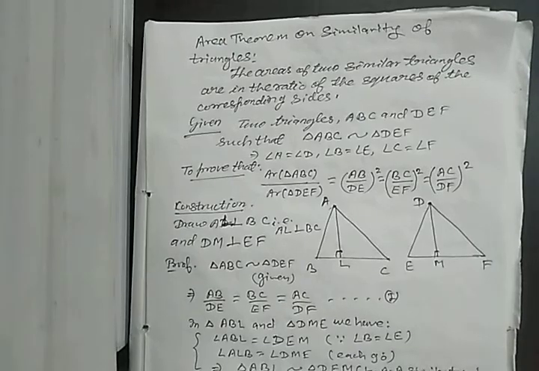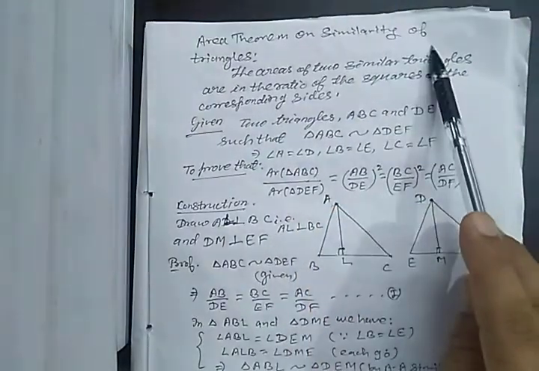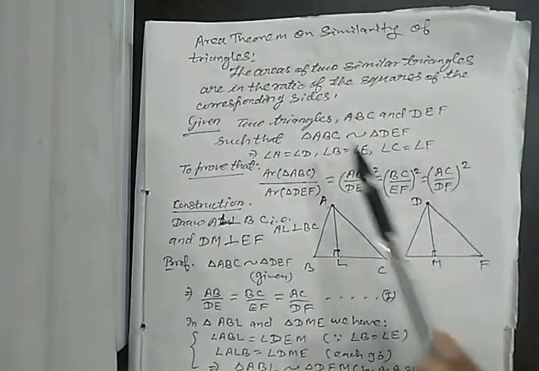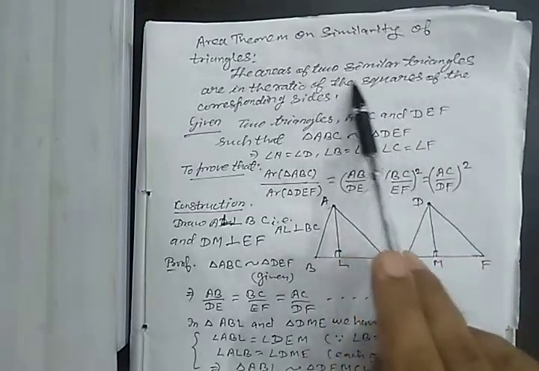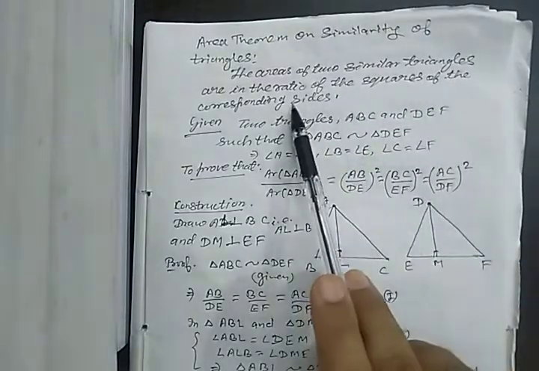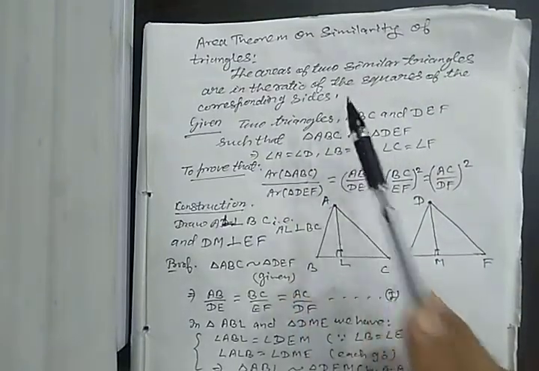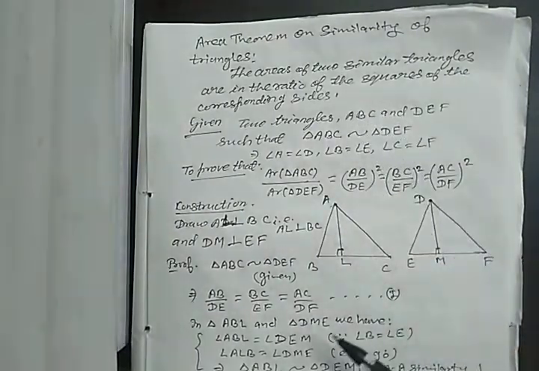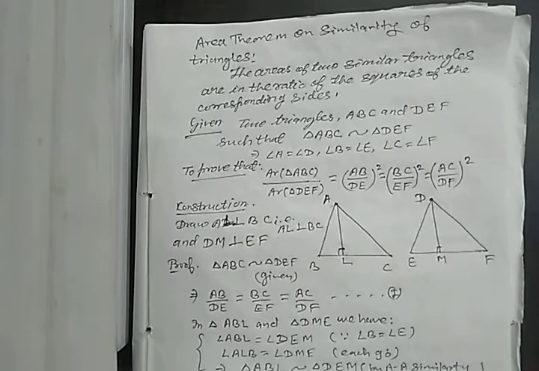Dear students, in the chapter on triangles, today we read the area theorem on similarity of triangles. The statement is that the areas of two similar triangles are in the ratio of the squares of the corresponding sides. That means the ratio of areas of two similar triangles should be equal to the ratio of squares of their corresponding sides.